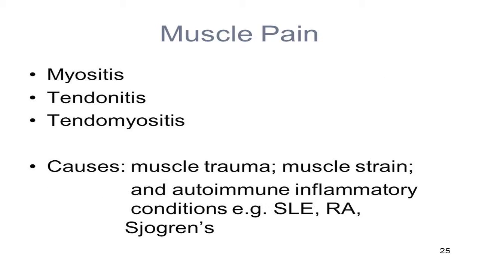Muscle pain alone, you need to think about the possibility of autoimmune inflammatory disease, and we do occasionally pick up these in younger women in particular. So you need to think about, is this lupus? Is it rheumatoid? Is it Sjogren's? Is it a mixed connective tissue picture? And that emerges over time by way of investigation.